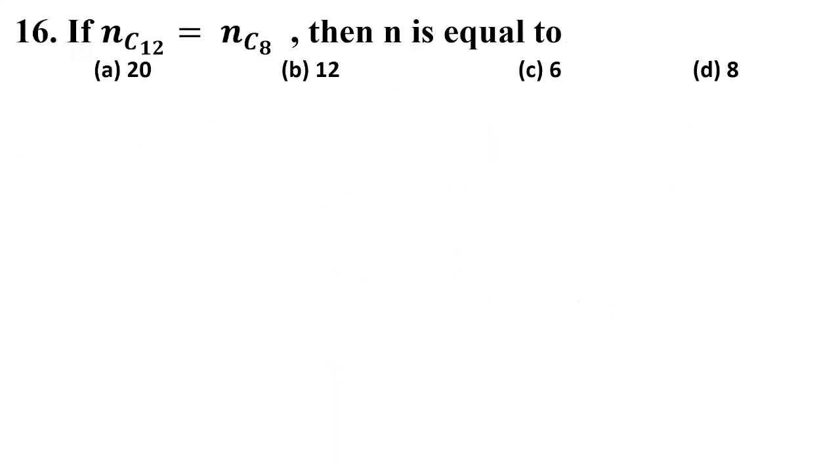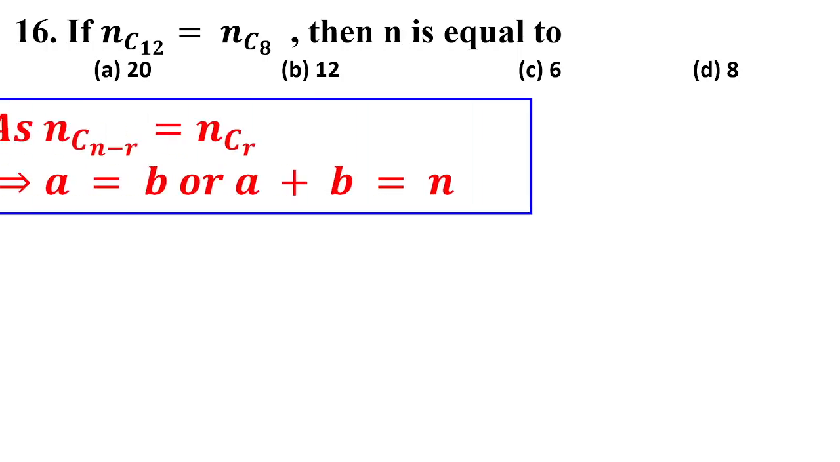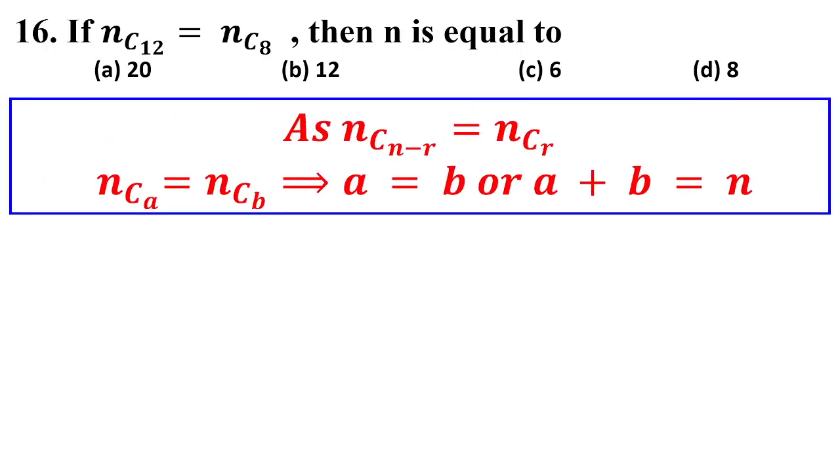Question number 16. If nC12 is equal to nC8, then n is equal to. We know that when nC(n minus r) is equal to nCr, therefore if nCa is equal to nCb, either a is equal to b or a plus b is equal to n. That is, n minus r is equal to r, therefore you can get the value that a plus b is equal to n. So let us use that formula now.